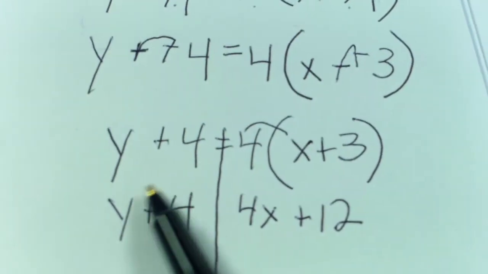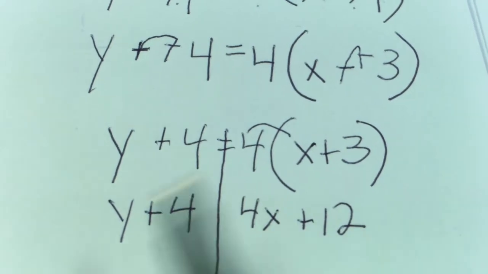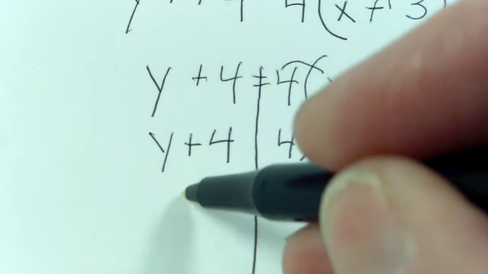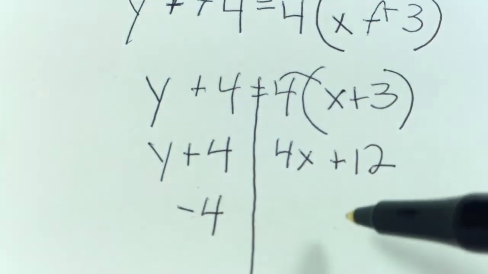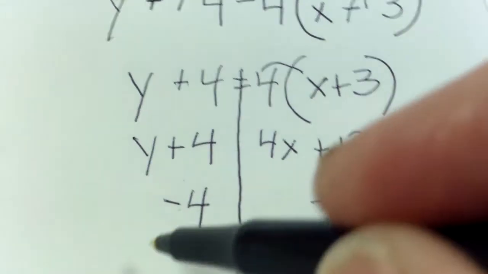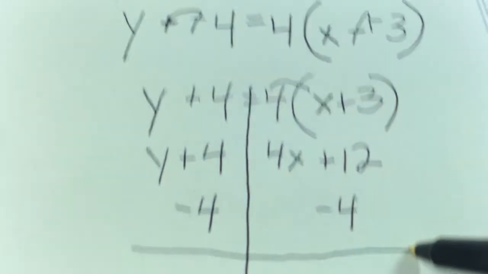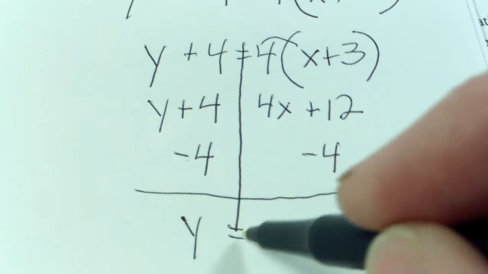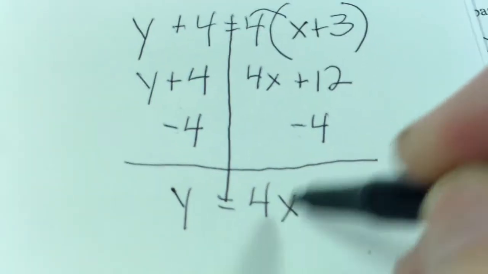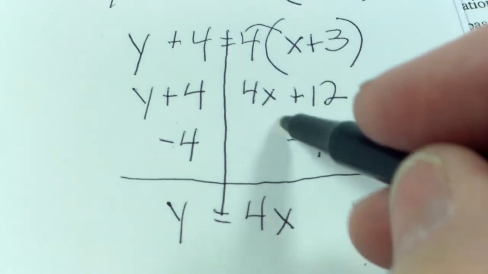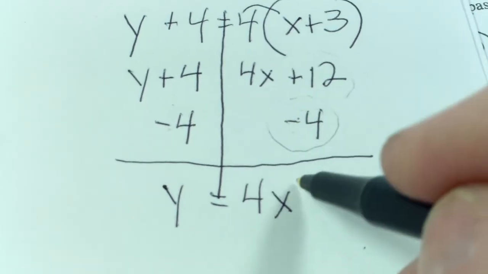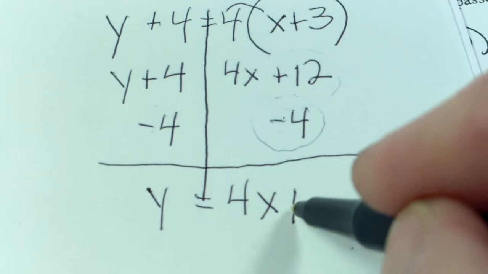Oh, look, I'm almost there. Y equals mx plus b. If I want to get y alone, I got to get rid of that positive 4 by using a negative 4 here and a negative 4 here. So y equals 4x, and then right here, if I have 12 positives and 4 negatives, I have more positives than negatives. I have 8 extra positives left over.